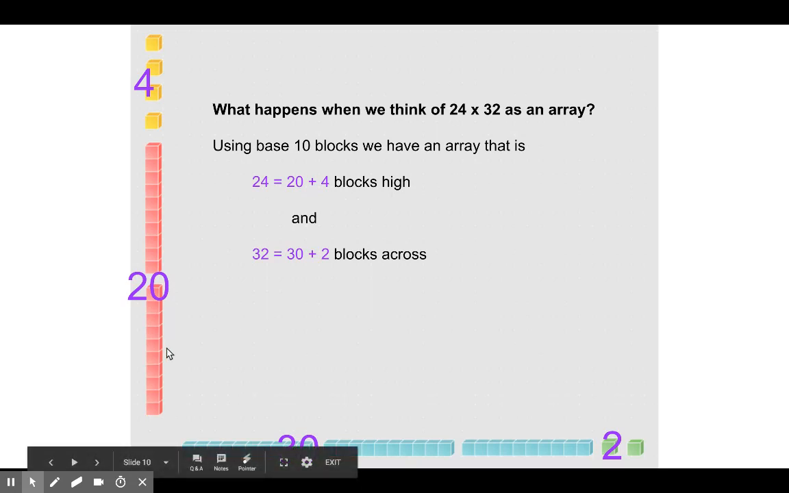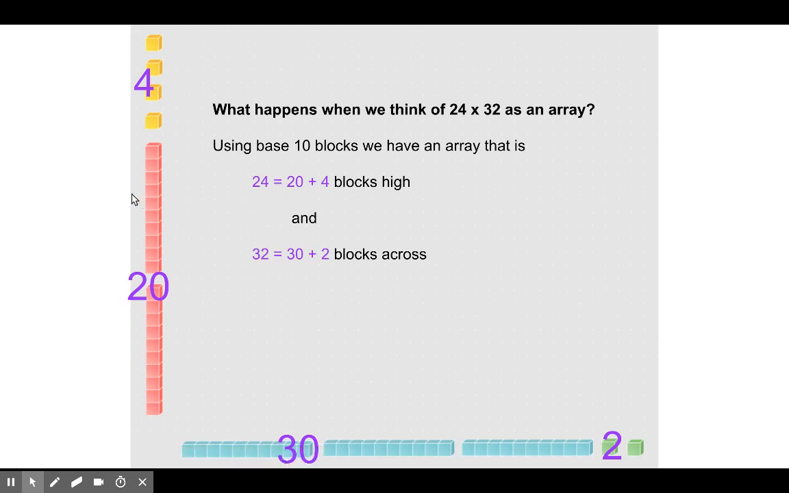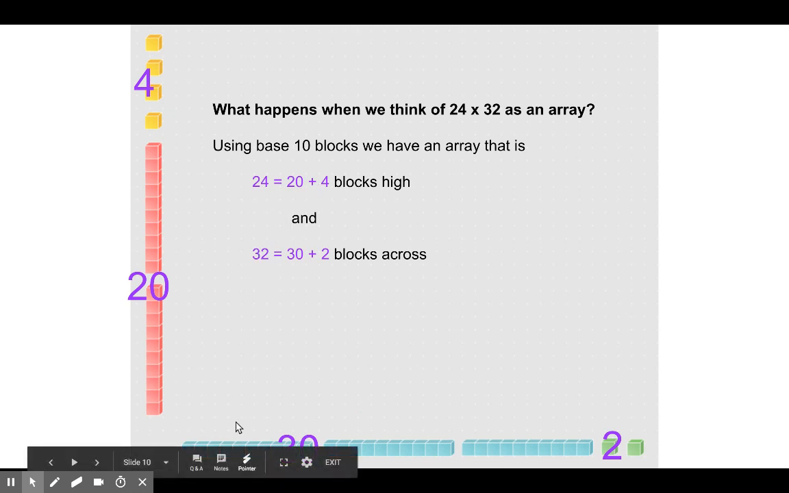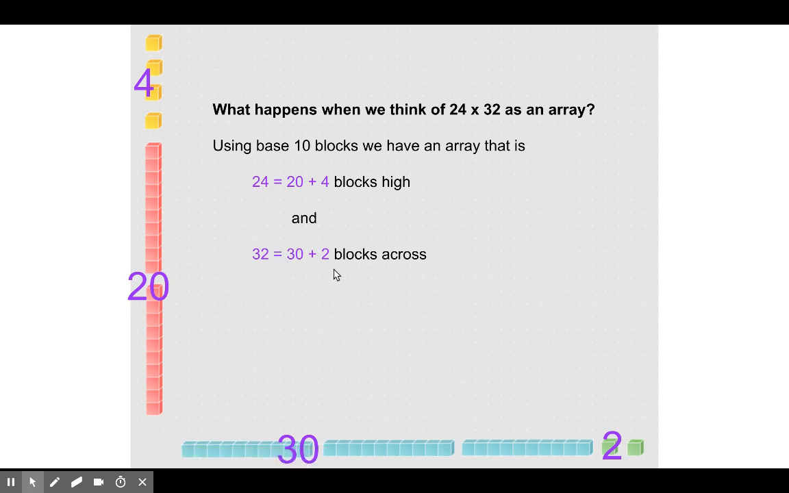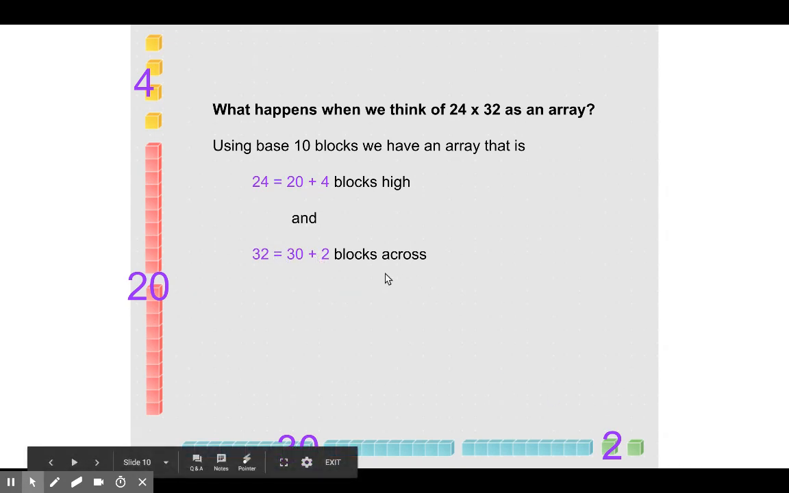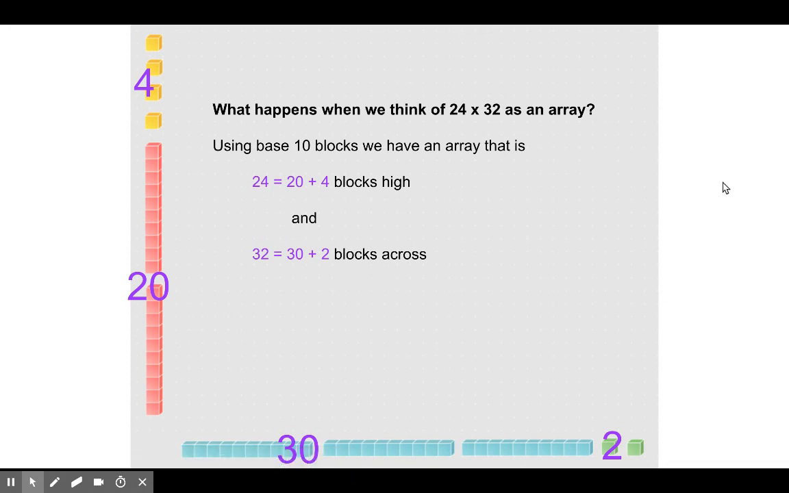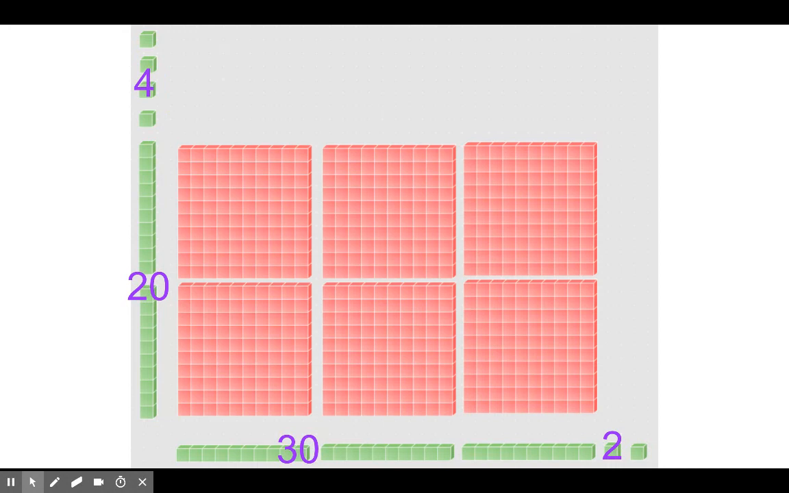However, because I'm using base 10 blocks, I'm going to use the 10s to represent the 20s, and I'm going to use the units to represent the 4. Likewise, I'm going to use the 10s to represent the 10 place, so the 30, and I'm going to use the units to represent the 2. All right, well, let's start multiplying this area out.